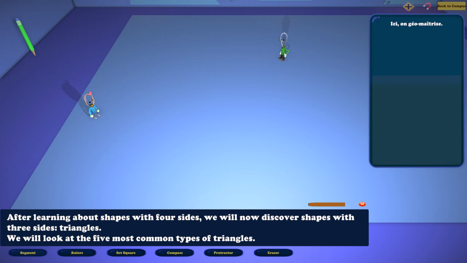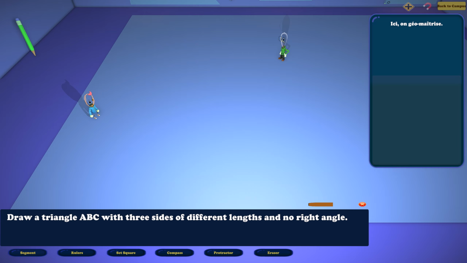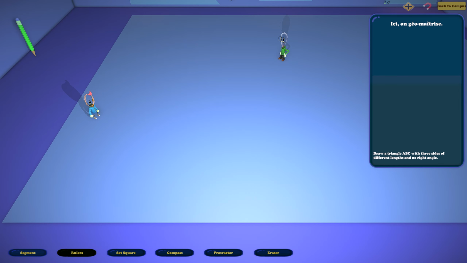Learning about shapes with 4 sides, we will now discover shapes with 3 sides, triangles. We will look at the 5 most common types of triangles. Draw a triangle ABC with 3 sides of different lengths and no right angle.